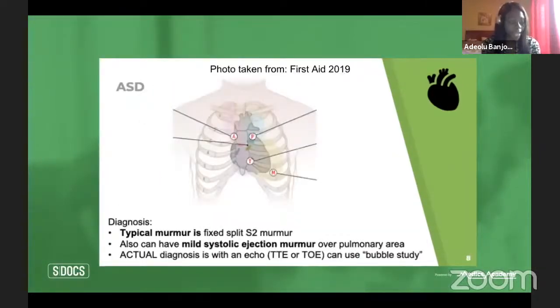So in order to diagnose an ASD, you want to be listening for a murmur, and the typical murmur would be a fixed split S2. And you can also have a mild systolic ejection murmur over the pulmonary area of the heart, which you can see in that image there. But the actual diagnosis would be with an echo, or you can do a bubble study as well, which is a different way of diagnosing an ASD.